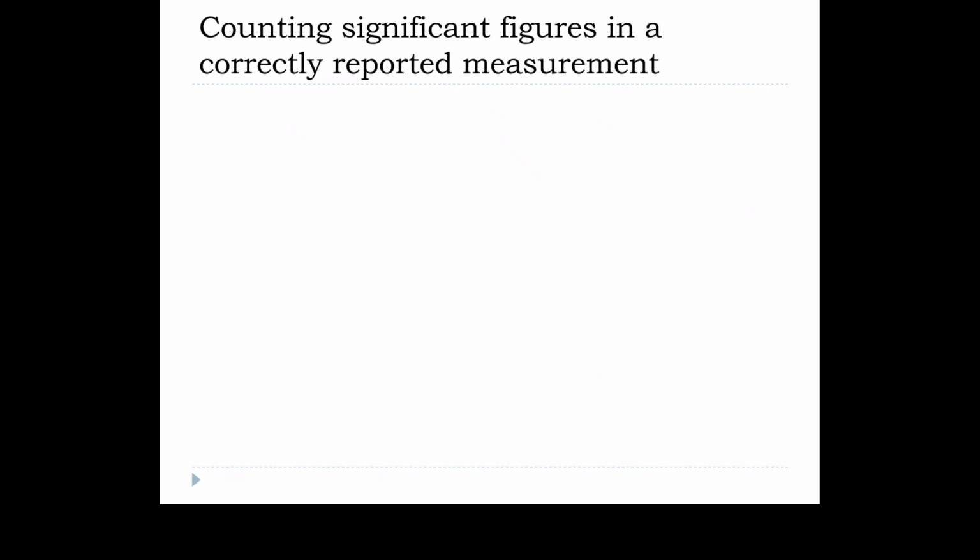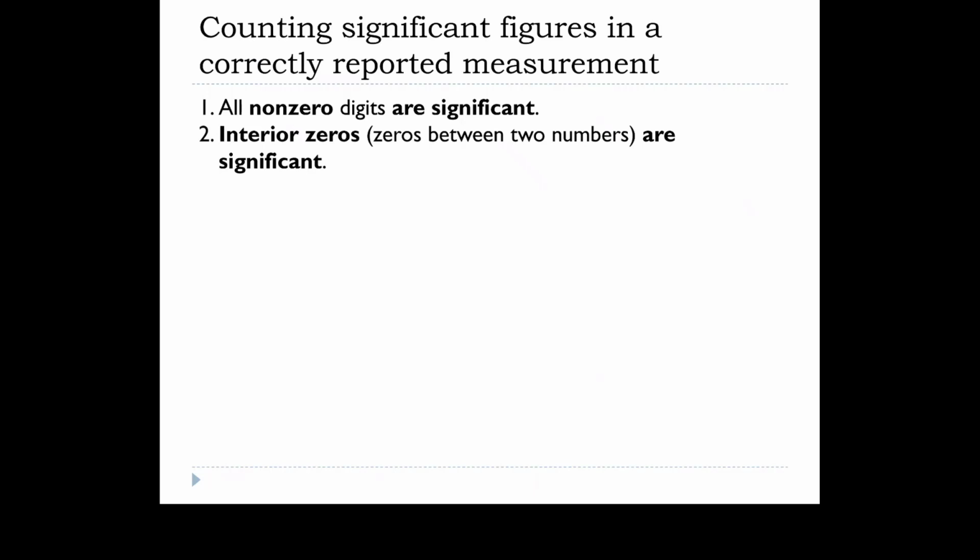And this comes down to zeros. All non-zero numbers are significant all the time. But zeros can screw us up a little bit. So we got to learn the policy on zeros, okay? So step one, all non-zero things are significant. Interior zeros. That means zeros between two numbers. Those count, okay? Those are significant.